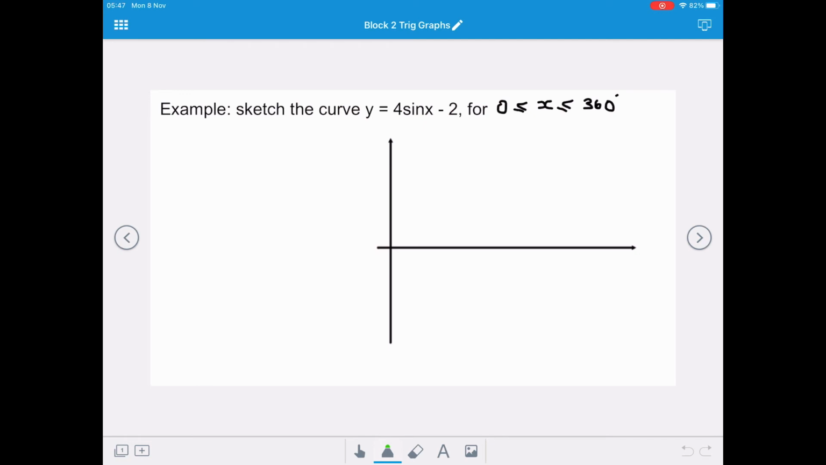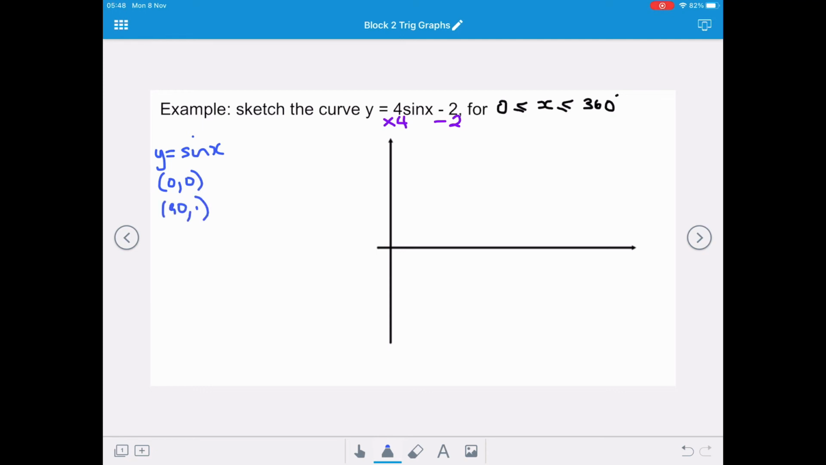Now that we've looked at finding the equations and finding the amplitudes and periods of these curves, we're going to look at sketching a curve y equals 4 sine x minus 2 between 0 and 360. And again, that minus 2 means that we've got a vertical shift, and the 4 means that we've got a stretch. So we're going to multiply our y coordinates by 4, and we're going to subtract 2 from them. The x coordinates are all going to stay the same.